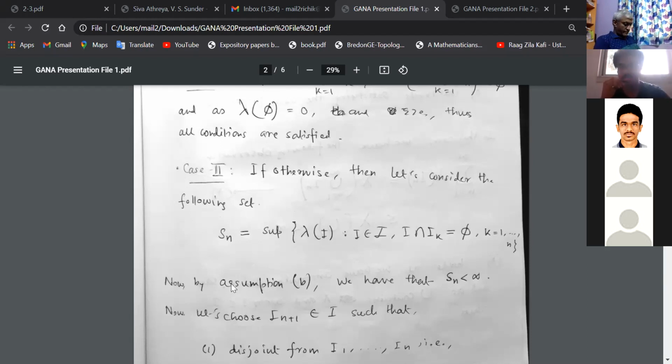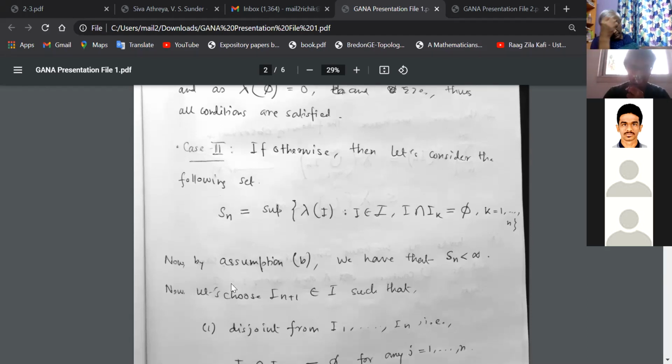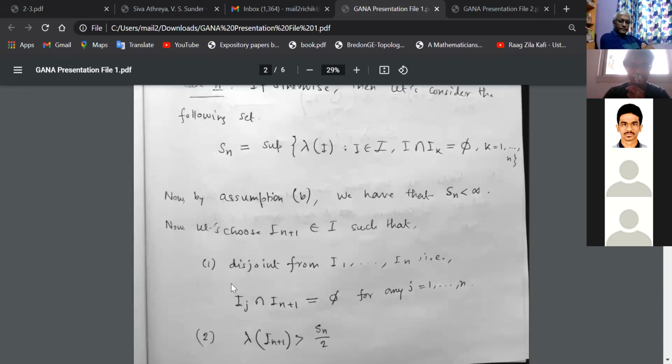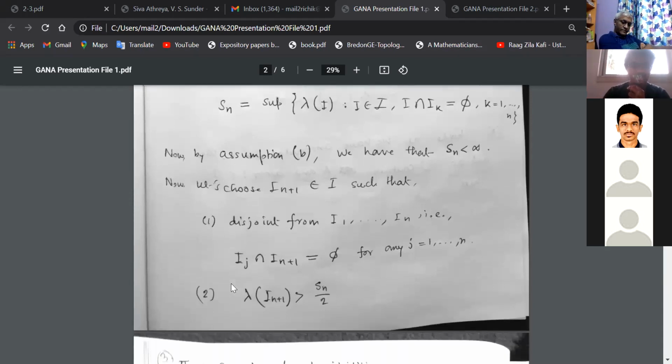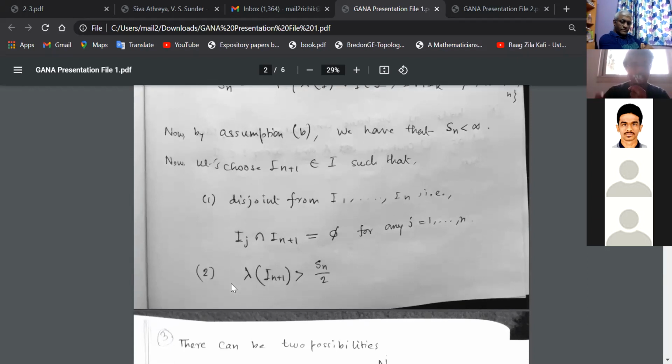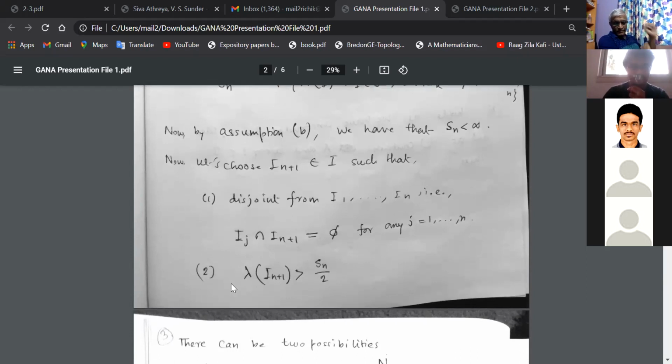Thus we have Sn is less than infinity. Now let us choose another interval, I_{n+1}, belonging to the collection script I, such that it is disjoint from the collection we have already considered, the n elements I1 to In, i.e. the intersection is empty, and lambda of I_{n+1} is greater than Sn by 2.